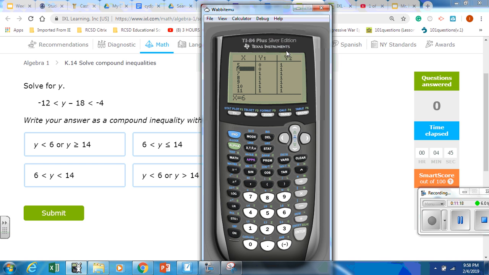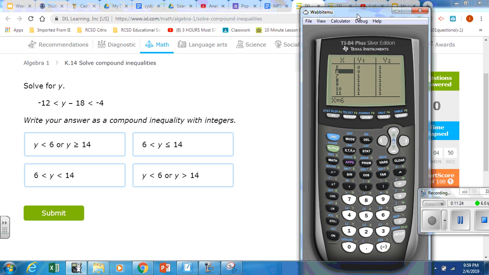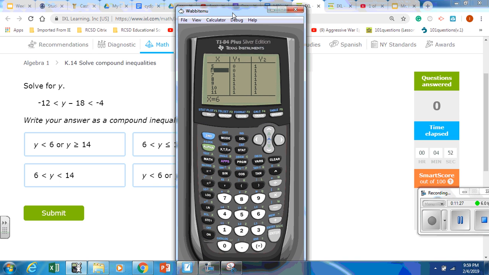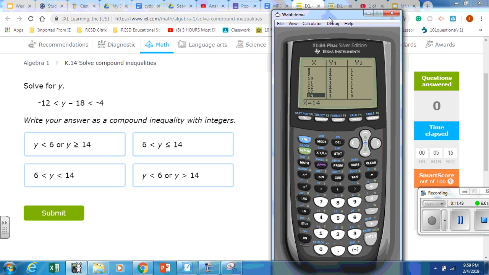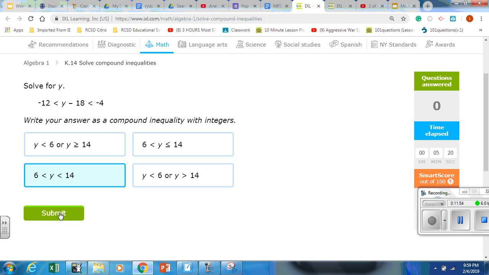So I'm looking for a solution that has a 7 in it. Excuse me, I have a 6 in it. They all have 6s in it. Now I'm going to jump to the next equation. According to the next equation, it has to be less than 14. So let's go to 14. At 14, it is 0, less than 14. I'm thinking that this is the best choice.